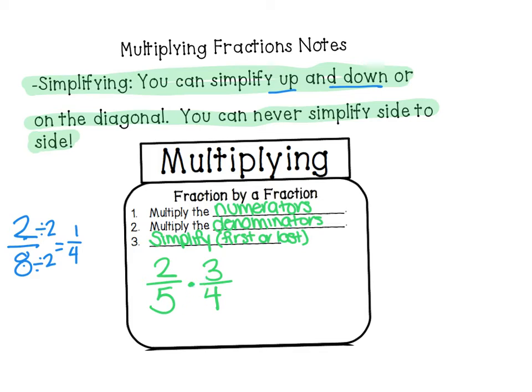However, the other place I can simplify is by checking my diagonals. So are there numbers on the diagonal that can be simplified? 3 and 5 or 2 and 4? And in this case, 2 and 4 can be simplified along the diagonal because they're both divisible by 2. So before we multiply, we're going to simplify in that diagonal by dividing each of these by 2. So 2 divided by 2 turns this into a 1. 4 divided by 2 turns this into a 2.